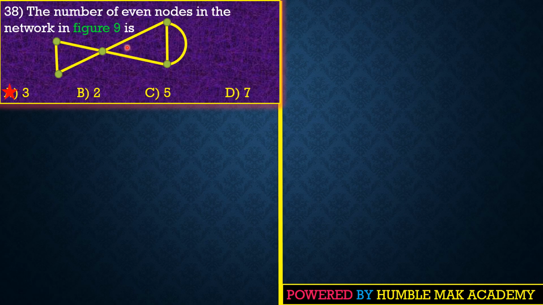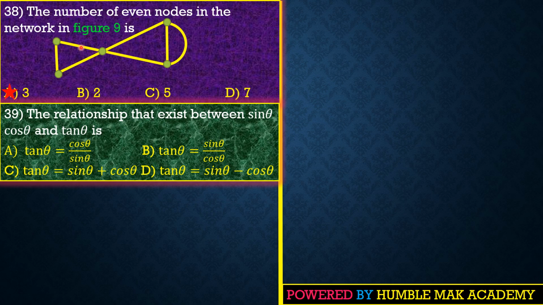Question 39, guys, reads: the relationship that exists between sin theta, cos theta, and tan theta is. So guys, this question is direct. It is just that tan theta is equal to sin theta over cos theta. So option B is the best option.